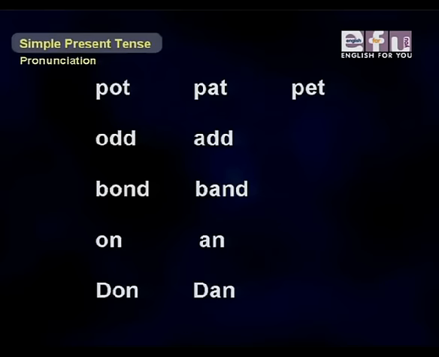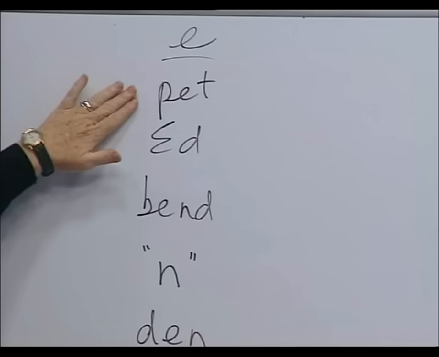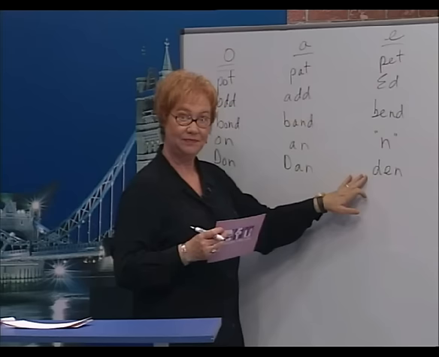Now for the short E sound. Pet, Ed, bend, in, din. Pet, Ed, bend, in, din. Okay? Now, let's do it across. And you can hear the difference in the sounds.